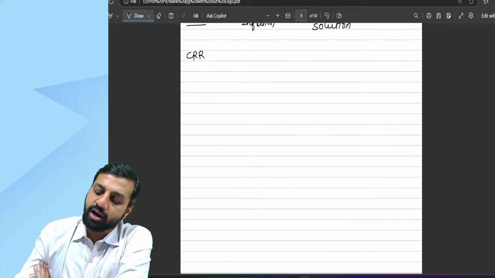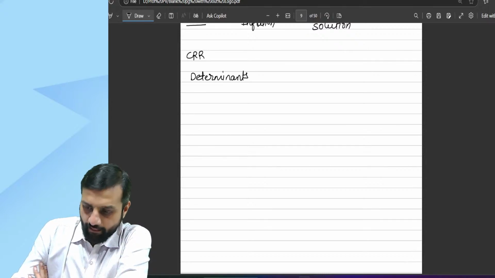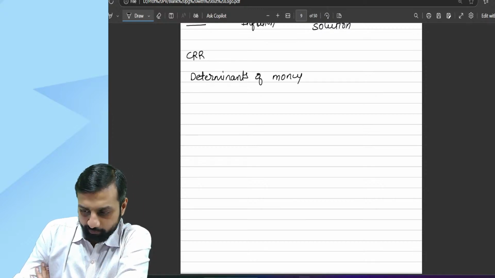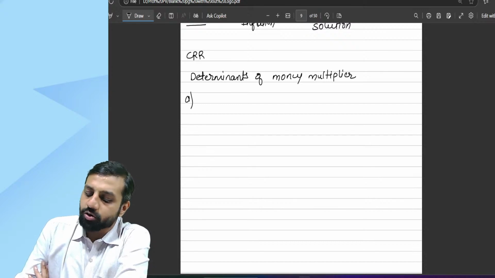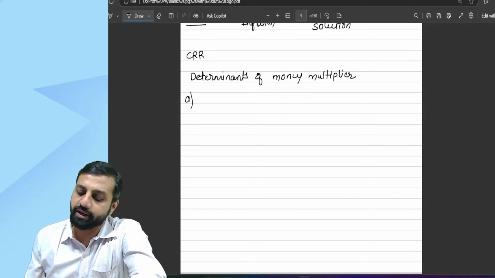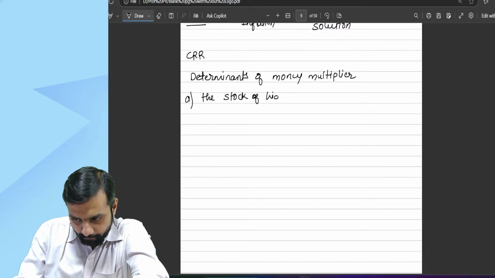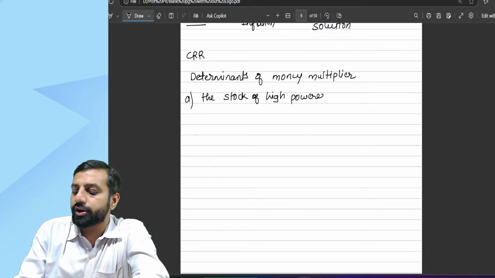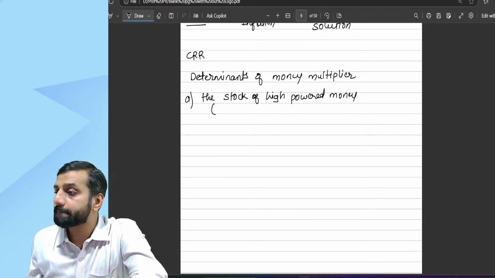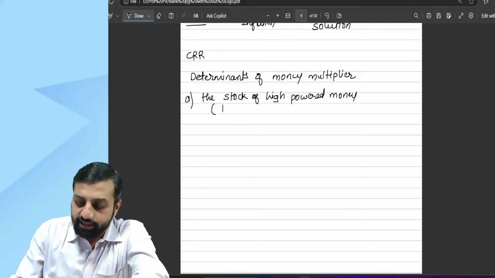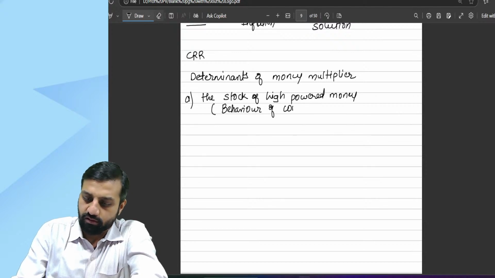So Surya has another doubt, that is the determinants of money multiplier. As I told you earlier also, there are three determinants of money multiplier. The first determinant is the stock of high powered money. High powered money is maintained by the central bank. So Surya, this is the behavior of the central bank.